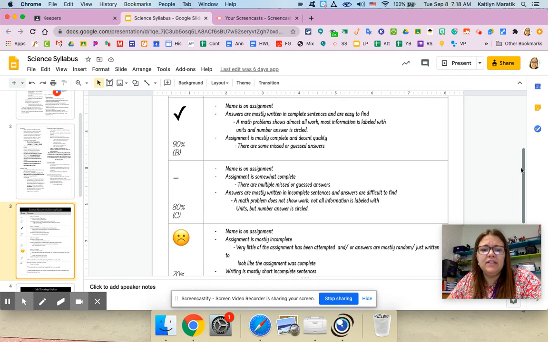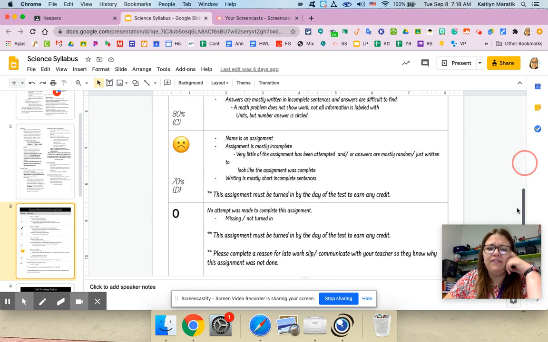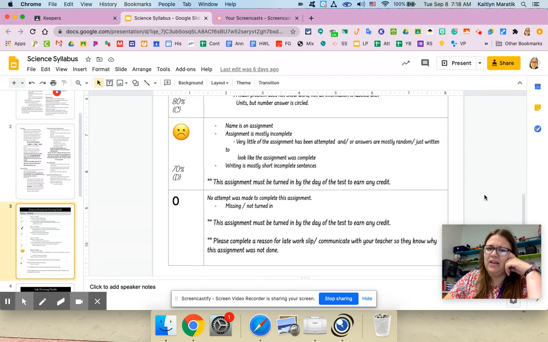A minus is, the assignment is somewhat complete. You've got quite a few that are multiple or missed. And if you look, a minus is an 80%. That's still a pretty good grade. Like, you still did really try. But this is like we're missing some of those key pieces to make it a really good, well done assignment. A sad face is like it's barely done. The writing is barely in complete sentences. Like we can step up our game a bit. And then a 0 is like we didn't even try it.